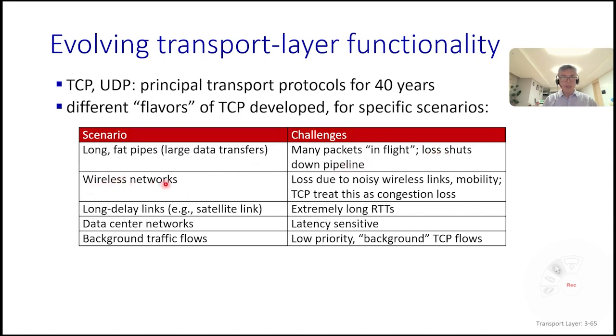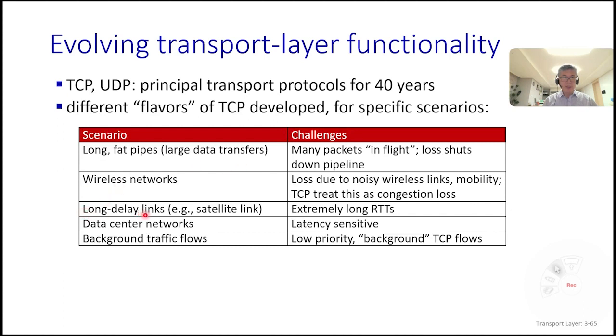And in the wireless network case, the loss is caused by a noisy wireless link or mobility handover rather than congestion in the network. So TCP treats this as congestion loss. In that case, we need to retransmit. On the access network side, the access point or base station has to transmit again more frequently. So this is not good, right? Because the current TCP didn't consider wireless networks.